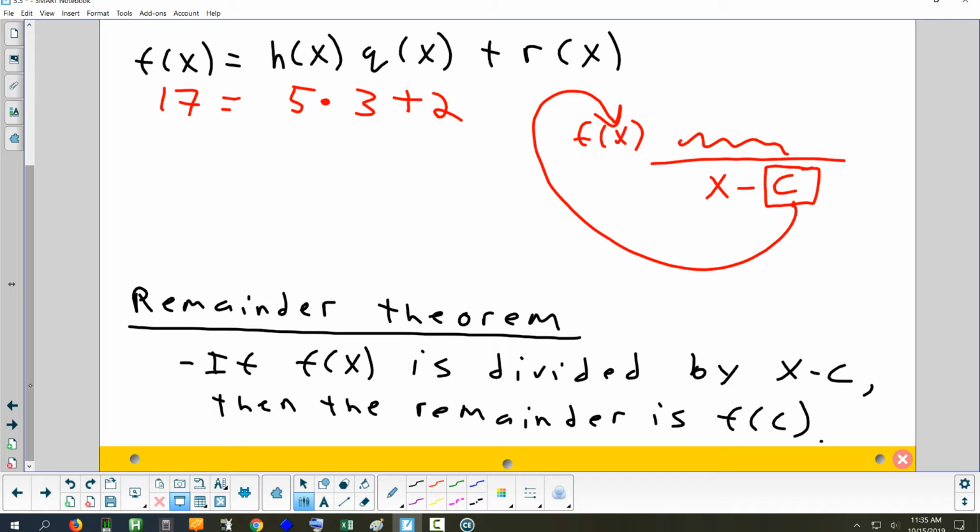So the trick here is if you divide by x minus a number, all you got to do is take the number that would be in that box, plug it into the formula in the top, and you will automatically get your remainder. That's what this is saying. Plug this number into the formula, and that is your remainder.